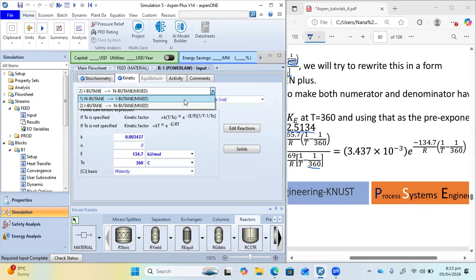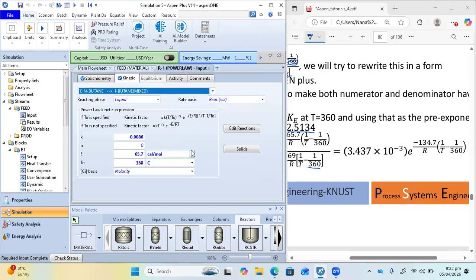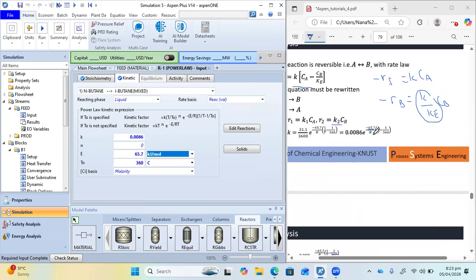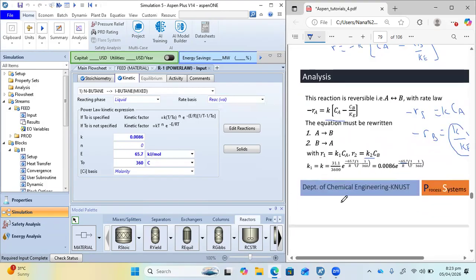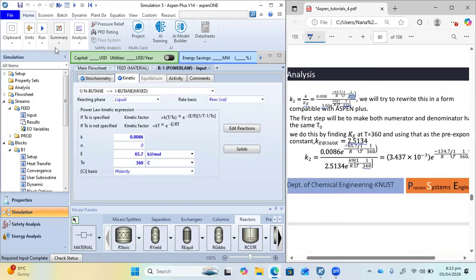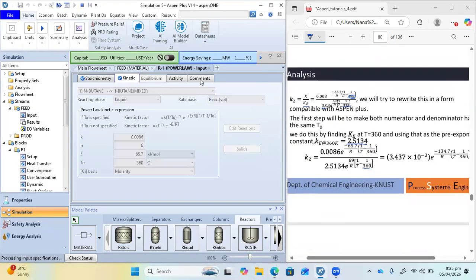So let me confirm the units. It's supposed to be kilojoule per mole for all of them. Yeah, this is kilojoule per mole. And I know because from the question, we're given the activation energy here in kilojoule per mole. So the units are very important. Okay, so once we are done with this, we can run it.